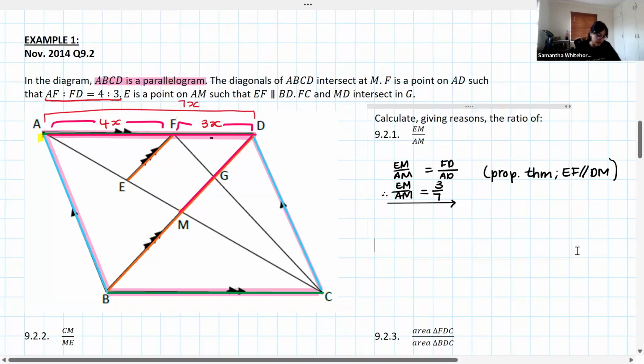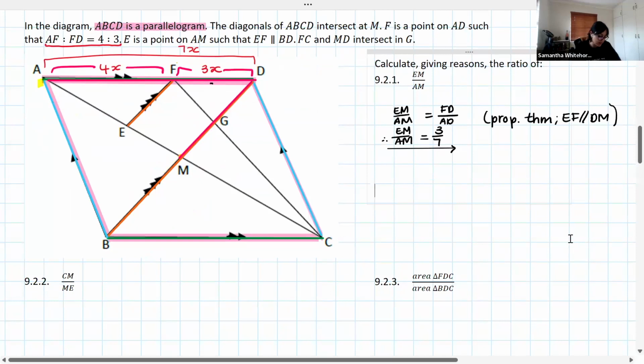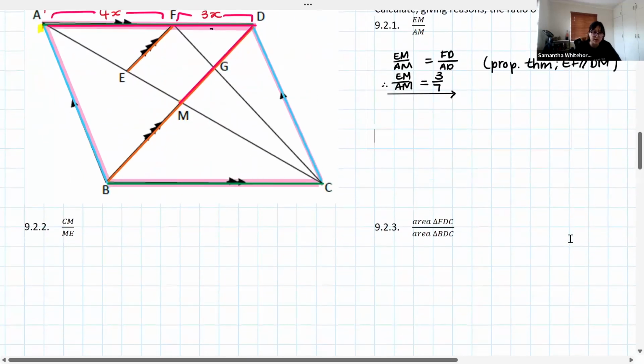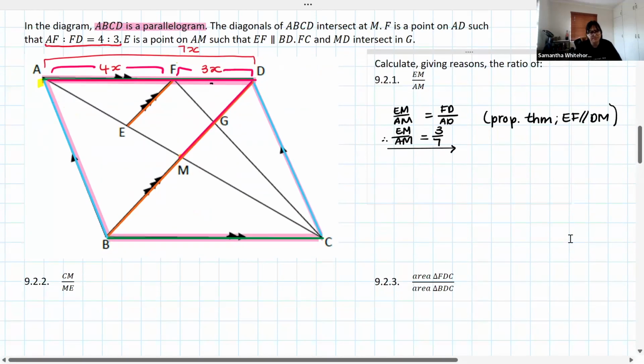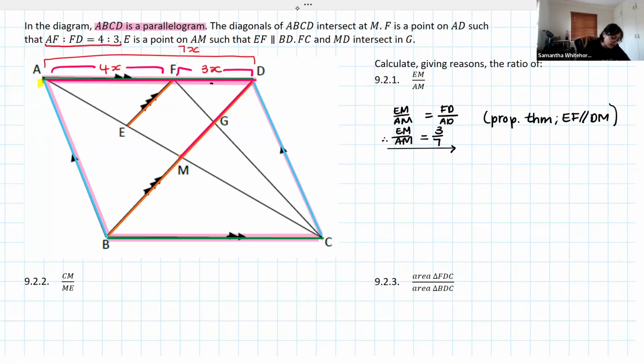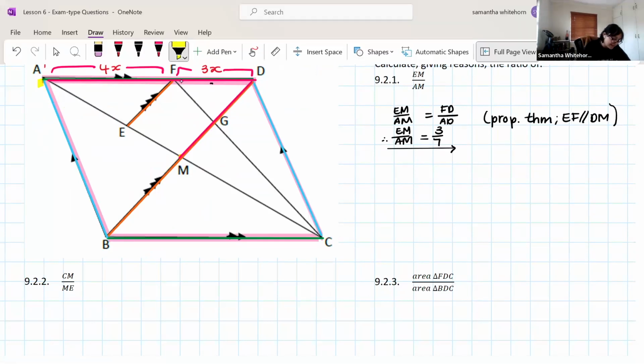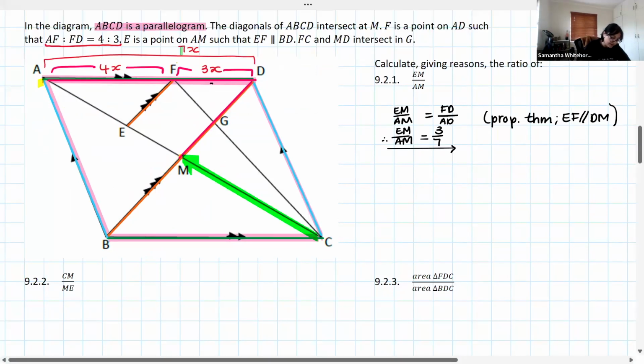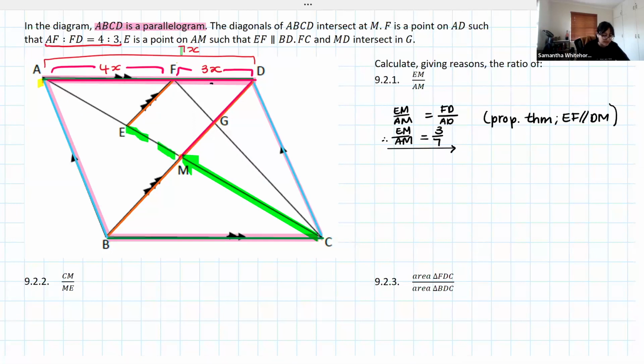All right, guys, just remember, any questions, please do ask. I'm going to move on, but you just ask if you've got questions. We've then also been asked to give the ratio of CM over ME. So again, let's go find where those sides are. CM is 1/2 of the diagonal, and ME is the other segment of my diagonal there.